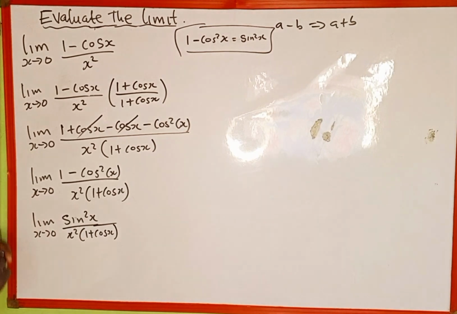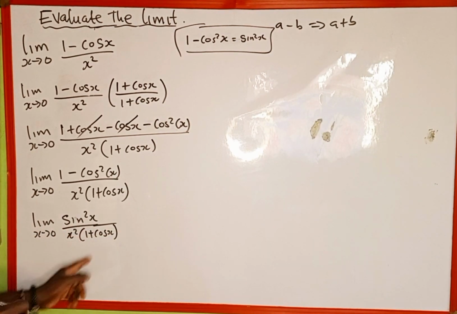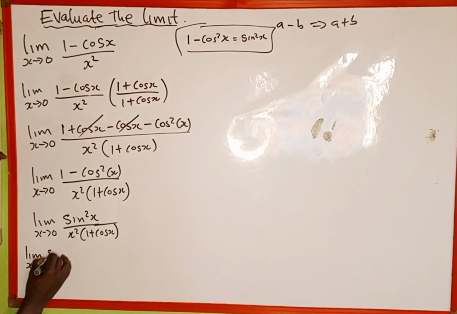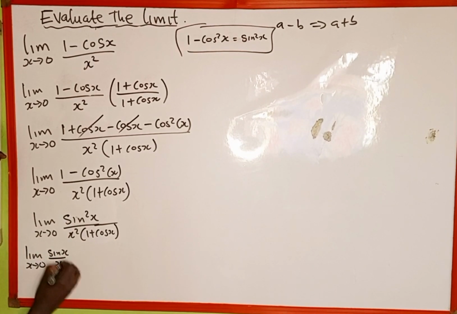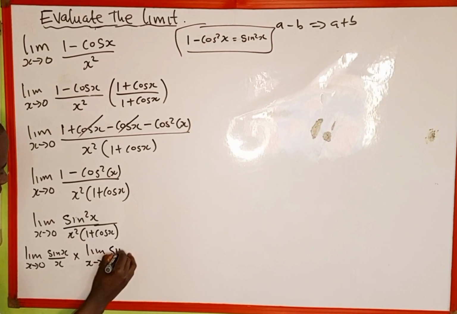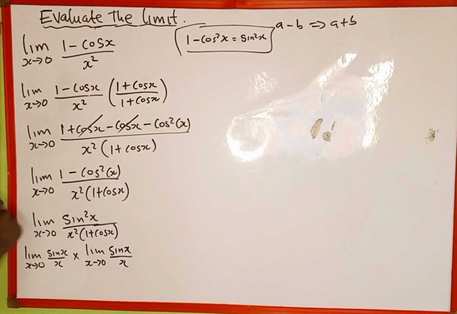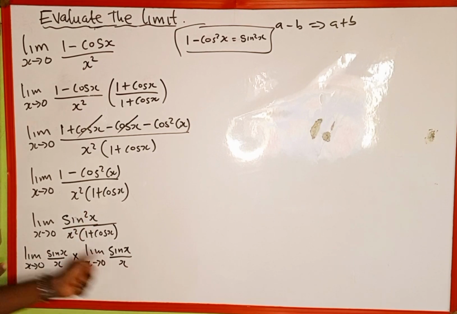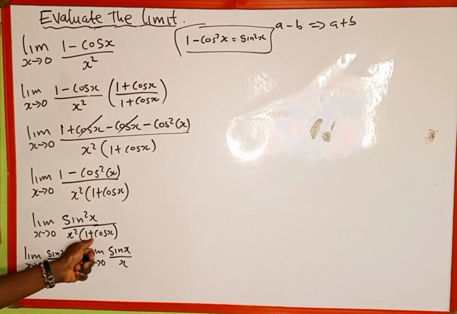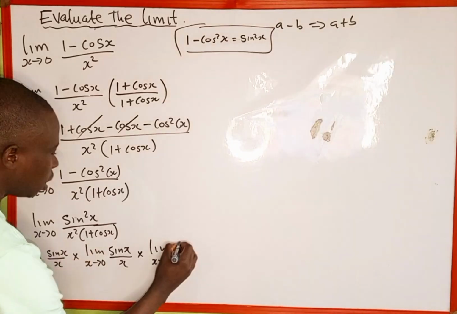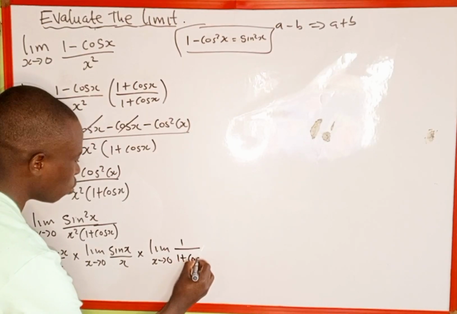So the next thing we're going to do, sine square x over x squared multiplied by 1 plus cos x. We can split this as what? Limit into 3 parts. Limit as x approaches 0, the first part is going to be sine x over x. Then multiply by what? Limit as x approaches 0, sine x over x. Because when you multiply sine x by sine x, we are going to have sine square x. Then x multiplied by x is going to give us x squared. So it remains what? 1 plus cos x. So we are going to multiply by limit as x approaches 0, then 1 all over 1 plus cosine x.